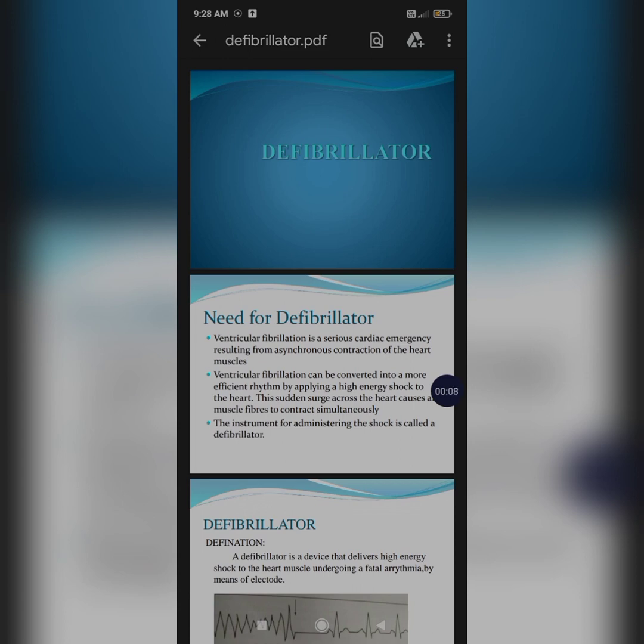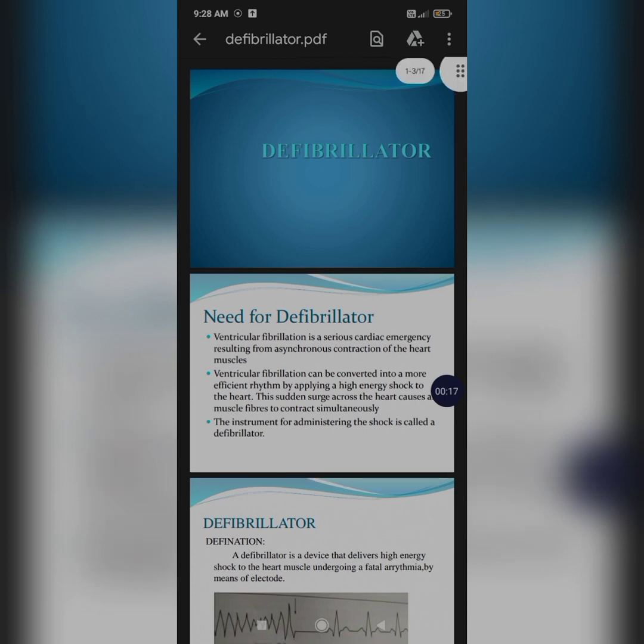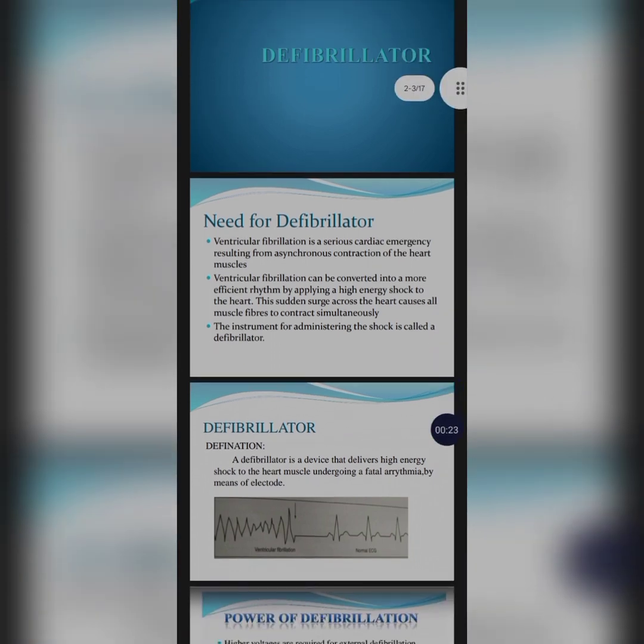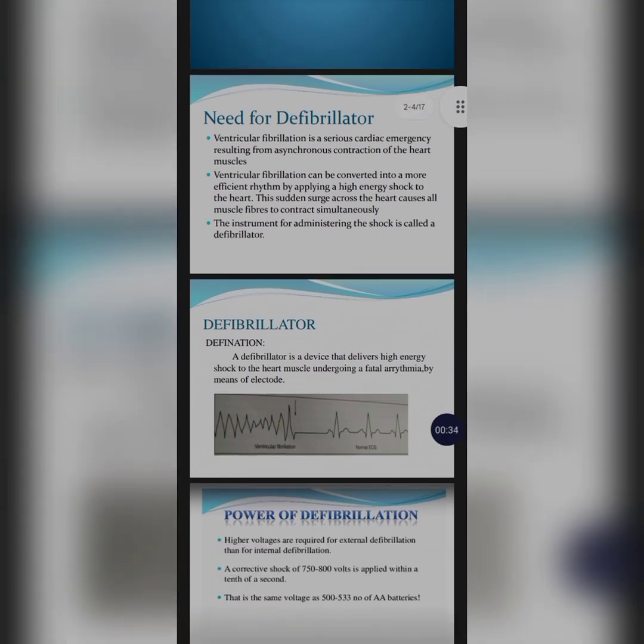Today, I am going to speak about the topic based on defibrillator. Need for defibrillator. Ventricular fibrillation is a serious cardiac emergency resulting from asynchronous contraction of the heart muscles. Ventricular fibrillation can be converted into more efficient rhythm by applying a high energy shock to the heart. This sudden surge across the heart causes all the muscle fibers to contract simultaneously. The instrument for administering the shock is called defibrillator.